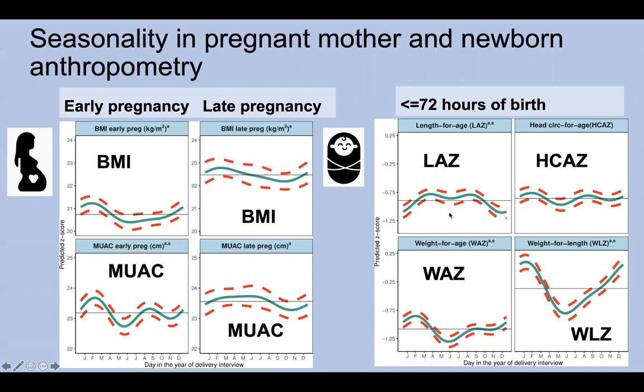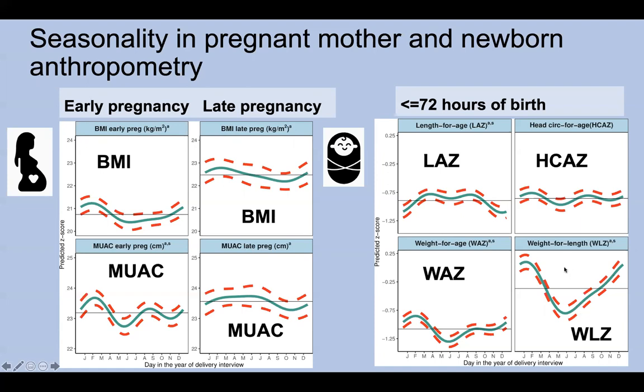And that this translated into children being born shortest. So this is length-for-age Z score, head circumference-for-age Z score here, weight-for-age Z score, and weight-for-length Z score. And you can see that for length-for-age Z score, children were born shortest in the winter. So this followed the period of food insecurity when women were thinnest in October, November.